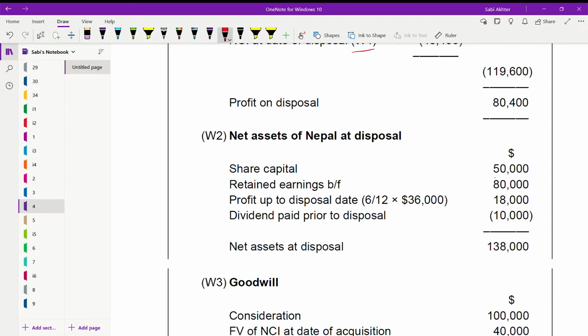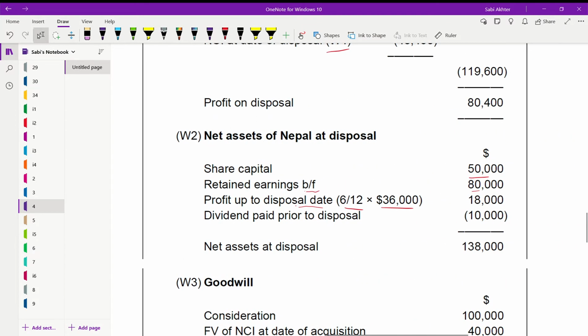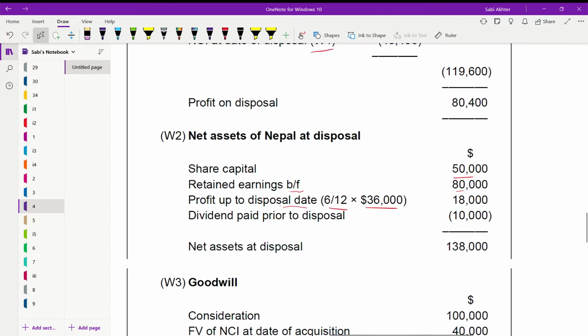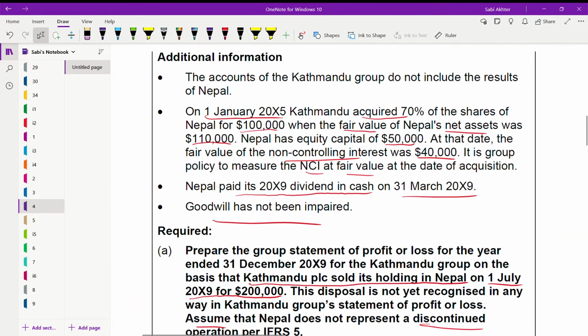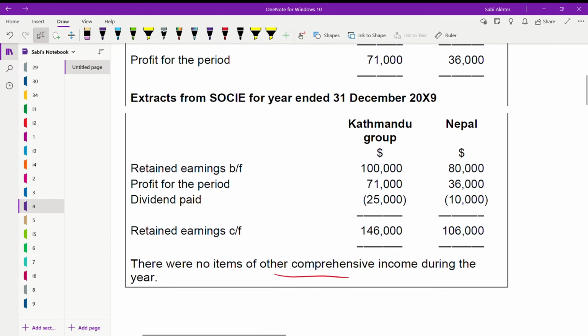Okay, the Nepal share capital is given, the retained earnings brought forward. This is the reporting date's retained earnings, not the acquisition date's retained earnings. Okay, and profit up to the disposal date. Only for 6 months you have to take, because for 6 months only he was a subsidiary. 36,000. Okay, remember when you are taking this 36,000, it is 6 months profit for the year.